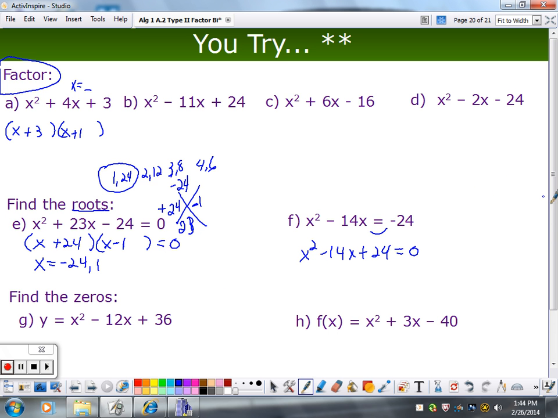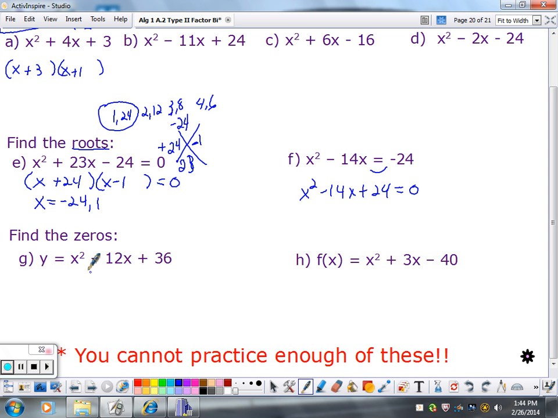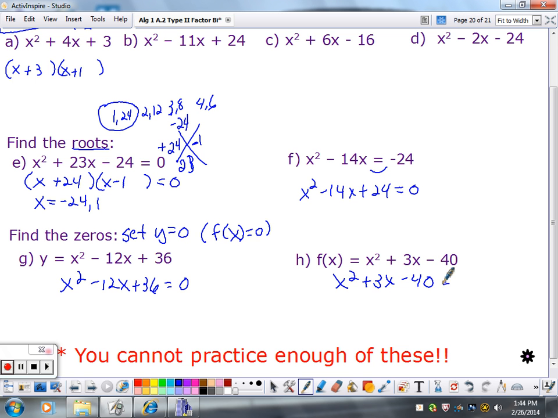Zeros, what does that mean? Tell me what point on the x-axis this thing will cross or touch. How do we find zeros? You set y equal to 0, or you set f of x equal to 0. So you're just going to take this guy and set it equal to 0. You're going to take this guy and set it equal to 0. So yeah, they do seem like the same thing. We're just getting used to the questions that this answers. Does that help at all? I know it's confusing. I know. It's going to come together.